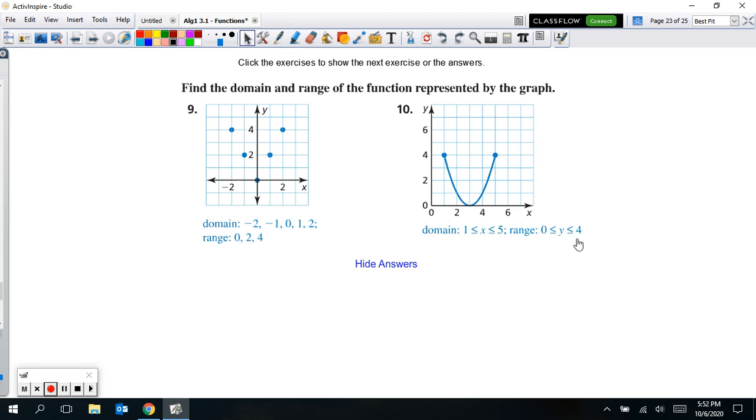Again, that's why you're asking yourself that question: where is the graph on the x-axis for the domain? Where is it on the y-axis for the range? And you can see it's everything in between 0 and 4 on the y-axis for that range.